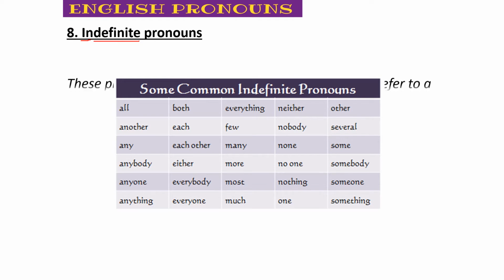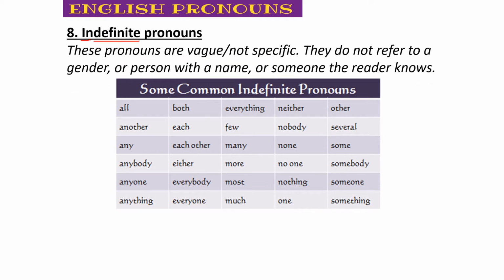Okay. So it says these pronouns are vague, not specific. They do not refer to a gender or person with a name or something the reader knows. So if you look at something like all, that could be anything. It could be things, it could be people, it could be anything, right? It doesn't have a gender. We don't know if it's a person, an animal, anything. Same with both here. I don't know what both means. Both could be both foods, both planets, both doctors, could be anything. Look at this one. Everything. I don't know what those things are, so it's all vague, right?